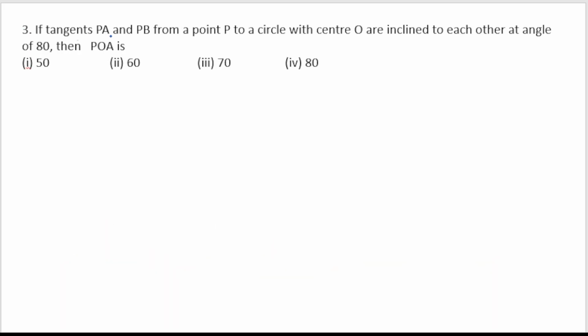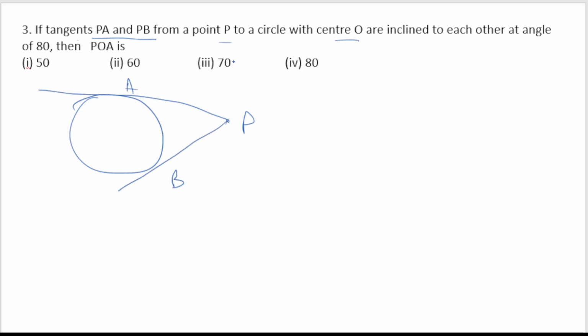Next question. If tangents PA and PB from a point P to a circle with center O. See, this is a circle and this is the point outside the circle. This is A and this is B. PA and PB are the tangents, inclined to each other at an angle of 80 degrees. Find angle POA. This is O, the center. We have to find angle POA, this angle.